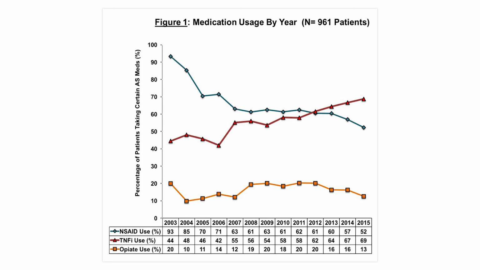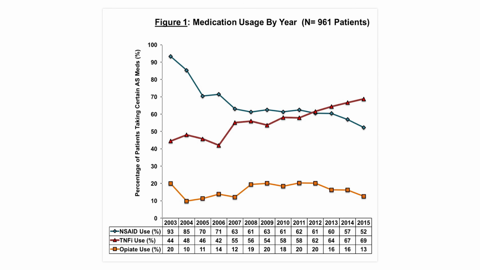So that's where we are right now, but things have changed. This is a look a year ago at our ankylosing spondylitis cohort that we currently follow. We actually have about 1,200 patients in, but these are looking at those that we had the information available on. And what we're looking at here is the years between 2004, 2005 through 2015, looking at the use of non-steroidal anti-inflammatory drugs, TNF blockers, and opiates, narcotics, for pain.